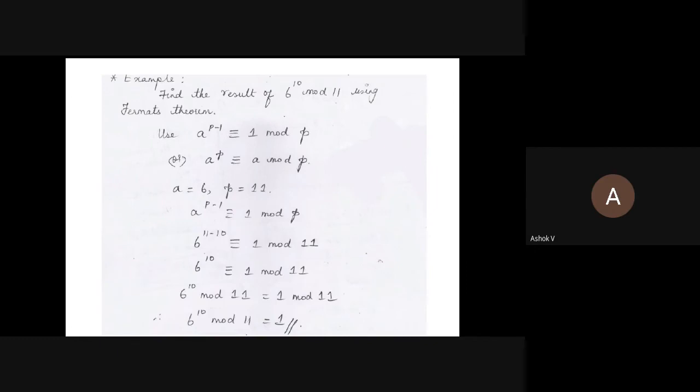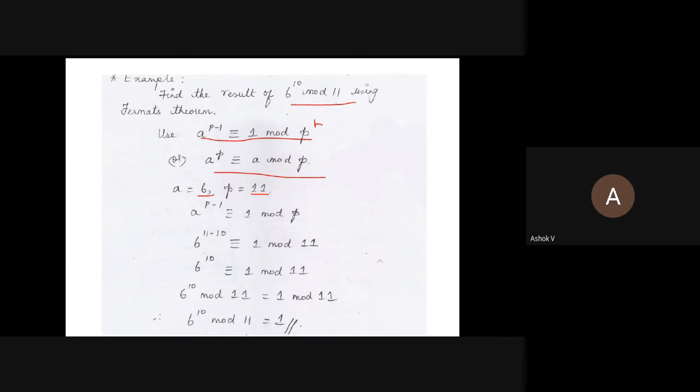So we are doing 6 power 10 mod 11. We are finding the result of 6 power 10 mod 11 using Fermat's theorem. As I have told, here A is 6 and P is 11. First, we are taking any one version of Fermat's theorem: A power P minus 1 congruent to 1 mod P, or A power P congruent to A mod P. You can take any one version of Fermat's theorem.